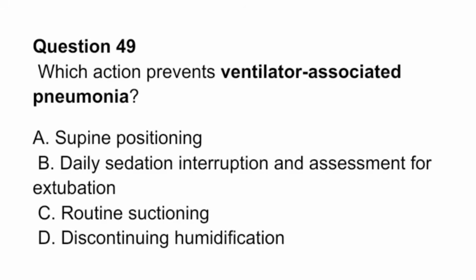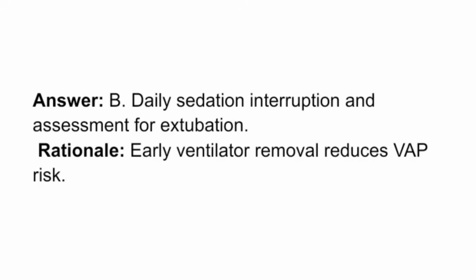Question 49. Which action prevents ventilator-associated pneumonia? A. Supine positioning. B. Daily sedation interruption and assessment for extubation. C. Routine suctioning. D. Discontinuing humidification. Answer. B. Daily sedation interruption and assessment for extubation. Rationale. Early ventilator removal reduces VAP risk.